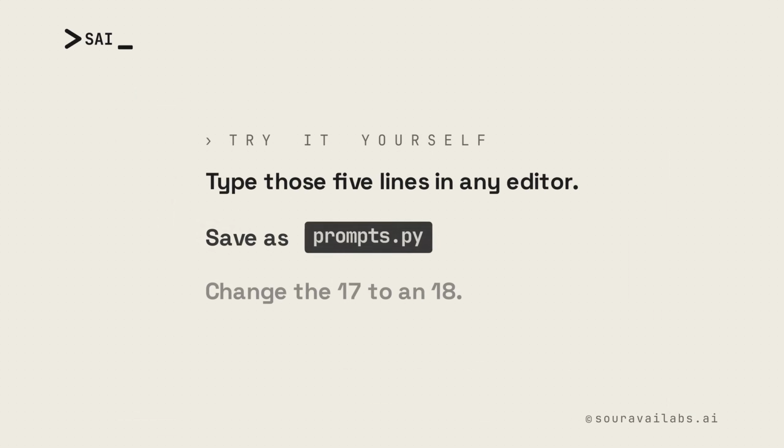Your turn, type those 5 lines, save it as prompts.py and run it. Then change the 17 to an 18. Everyone still gets 3, but the remainder jumps to 3 because one more prompt is not enough to go around again.